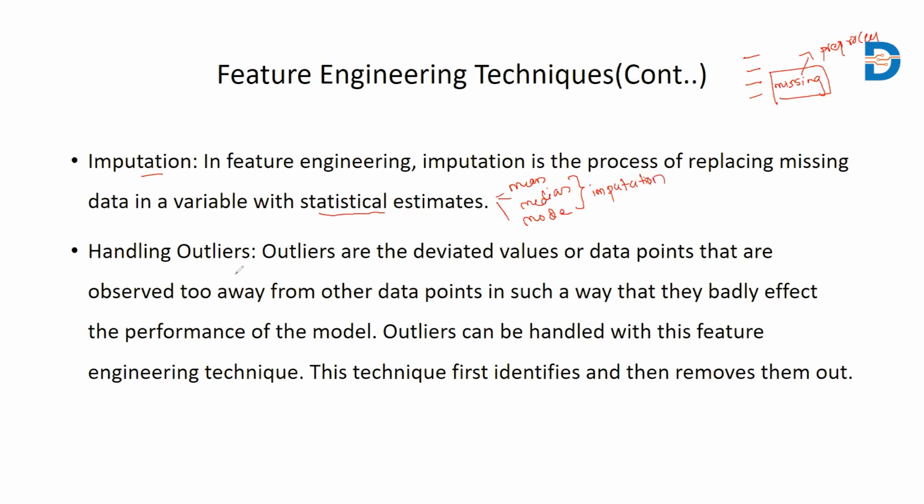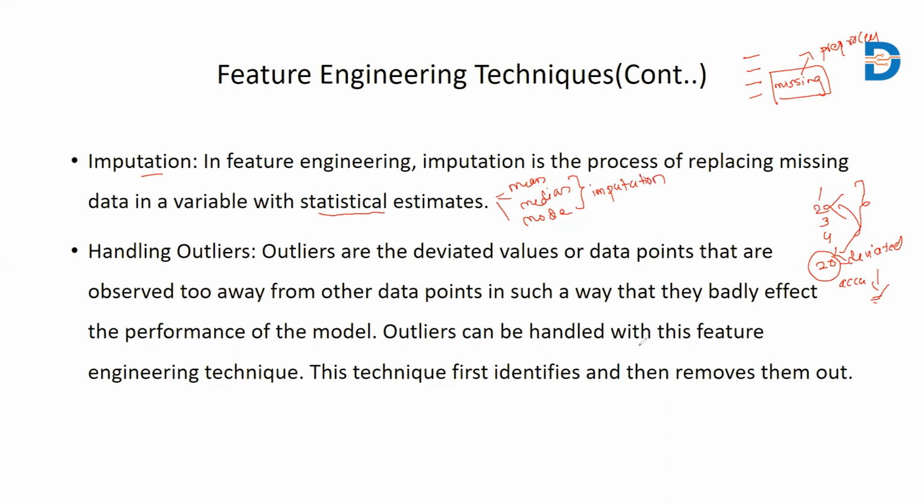Coming to handling outliers. What exactly are outliers? Outliers are deviated values. Suppose 1, 2, 3, 4 is there, and suddenly I get 20. This is the deviated value, which does not belong to this group. Outliers are data points that are observed too far away from the other data points in such a way that they badly affect the performance of the model. If you proceed directly with an outlier, definitely our accuracy will drop. So we have to apply feature engineering techniques to pre-process the data.